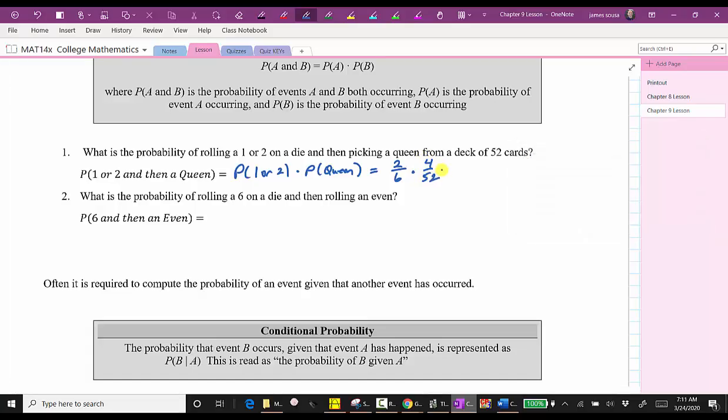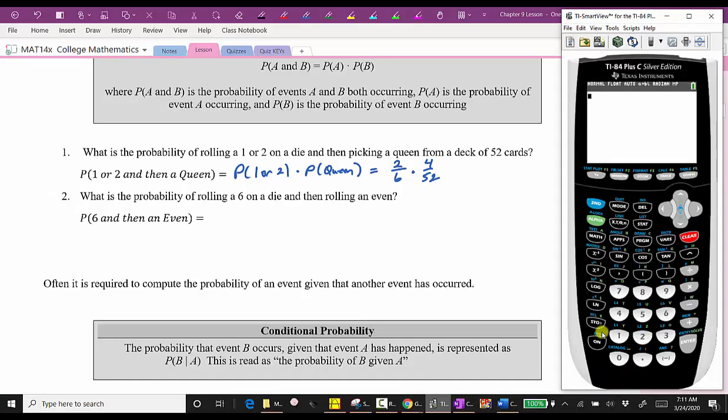Let's go ahead and find this product on the TI-84. We have 2 divided by 6 times 4 divided by 52. Enter. Math, enter, enter, will give us the simplified fraction of 1/39.